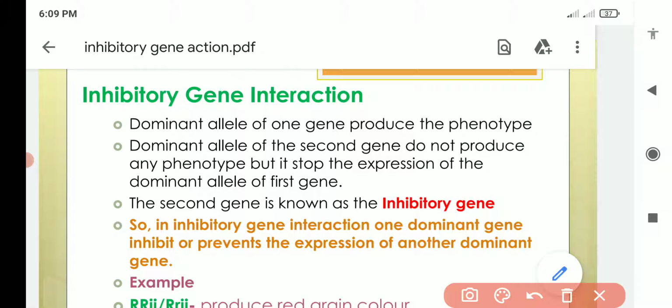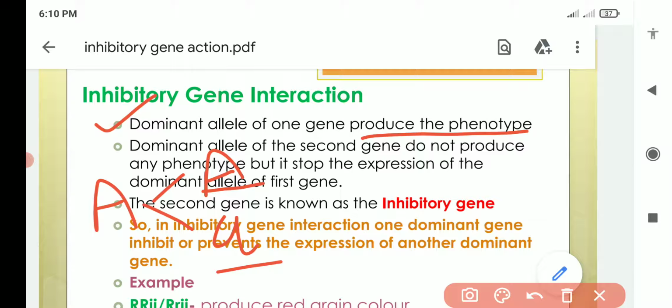Here are some points which we have to remember if we want to understand this inhibitory gene interaction. First, the dominant allele of the first gene produces the phenotype. If a gene has two alleles, one is capital A and another is small a, this is the dominant allele and this is the recessive allele. So this dominant allele will produce some phenotype.